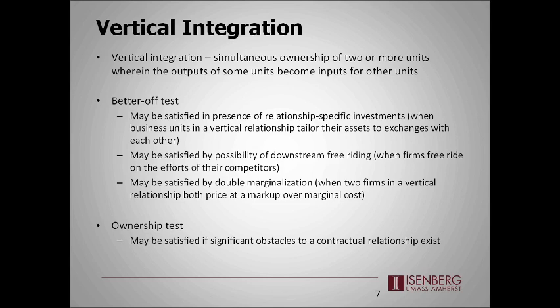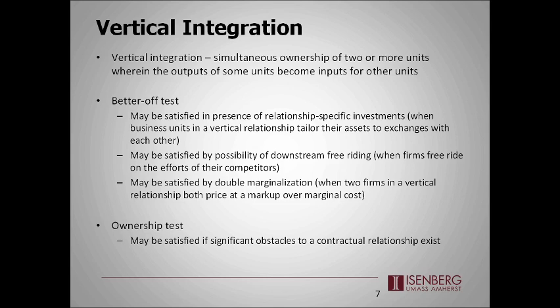A number of conditions might satisfy the Better Off test for vertical integration. When there are relationship-specific investments, for example. When business units need to make investments to modify their assets for exchanges with each other. Without joint ownership, there might be a fear that one business unit takes advantage of the other after a substantial relationship-specific investment has been made.